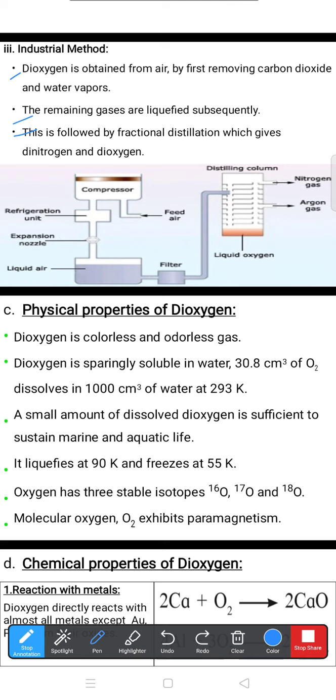In the diagram you see one assembly. In that assembly, at the top side is a compressor, and at the bottom side some tubes can be joined to the refrigeration link, then the expansion nozzle, and this is the liquid air which passes toward the filter, and air can be fed from this side. Later, through the filter it passes toward the distillation column, and in the distillation column we get liquid oxygen, as well as liberation of nitrogen gas and argon gas. So in this way industrially we can prepare such substances.